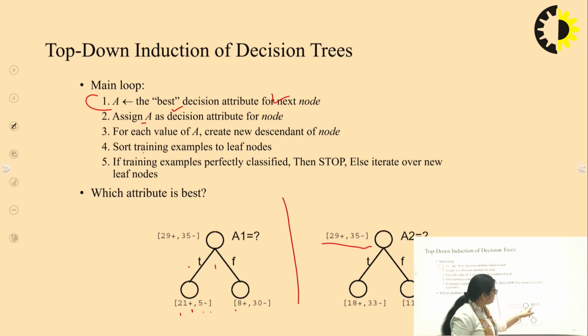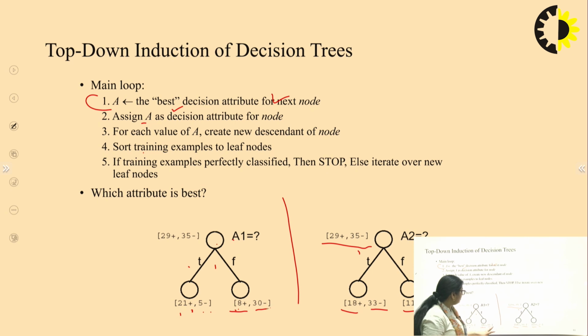But when I take the A2 attribute, A2 has two possible values, true or false. For true it has 18 positive and 13 negative examples, while A1 had 21 positive and 5 negative examples. And for the false value of A2, it has 11 positive and 2 negative examples, while A1 had 8 positive and 30 negative examples.